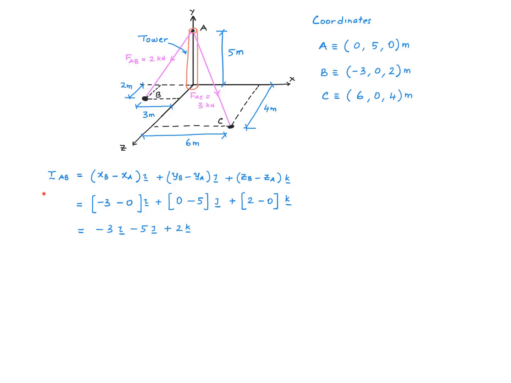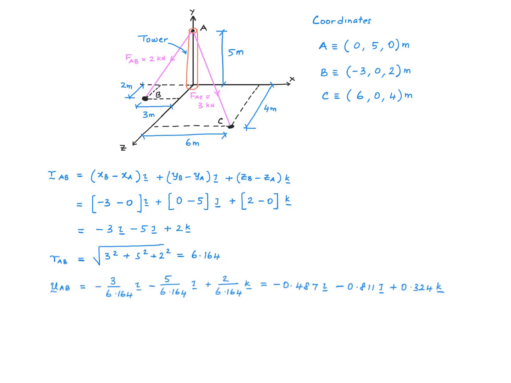So once we have a vector in terms of its components, how do we find a unit vector along that direction? Well, we find the magnitude of the vector and then divide the vector by the magnitude. That means you divide each component by the magnitude. So let's go ahead and find the magnitude. Here is the magnitude of RAB. That will be the square root of 3 squared plus 5 squared plus 2 squared, right? So we get a value of 6.164 for that. Here is the unit vector from A to B. We get this in its component form.